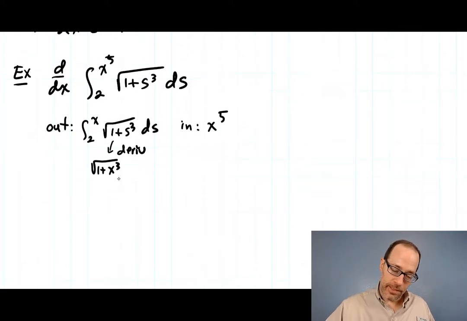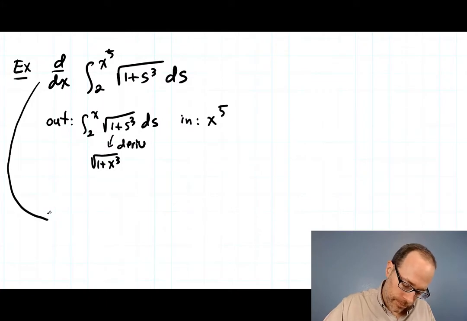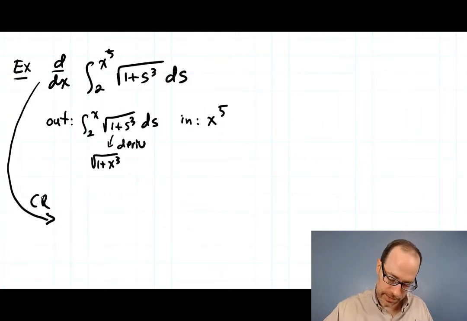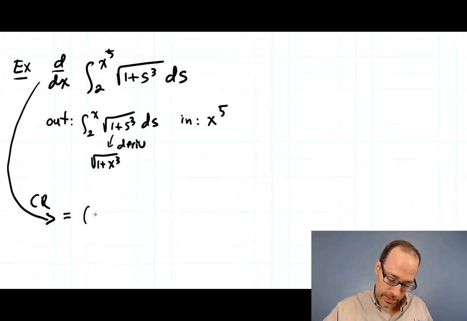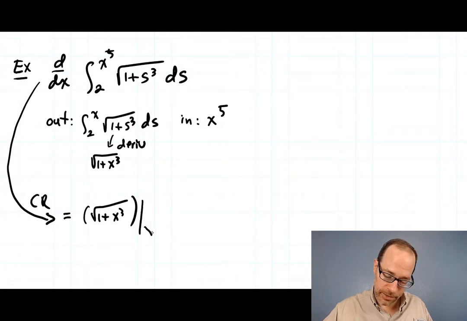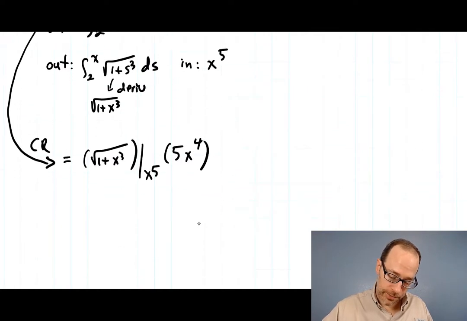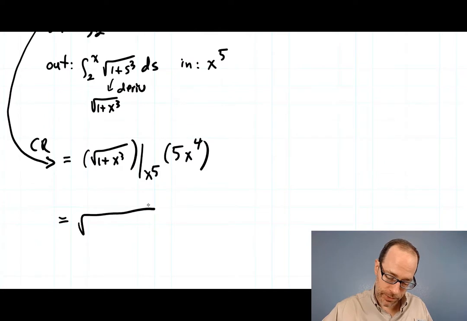Now that guy's derivative, we know, it'll just be the square root of 1 plus x cubed. Okay? So the chain rule says you take the derivative of the outside function, so that's the square root of 1 plus x cubed, plug in the inside function, and then multiply by the derivative of the inside function. So altogether, we get the square root of 1 plus x to the 15th power, because exponents multiply, times 5x to the fourth. And that's it.